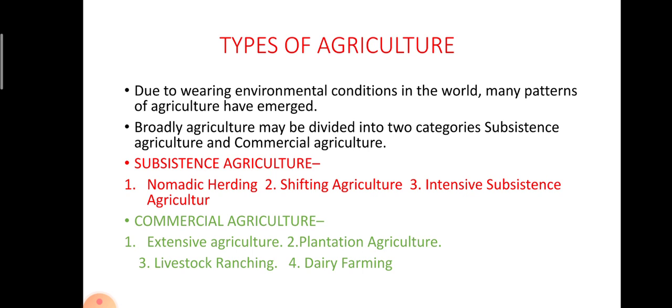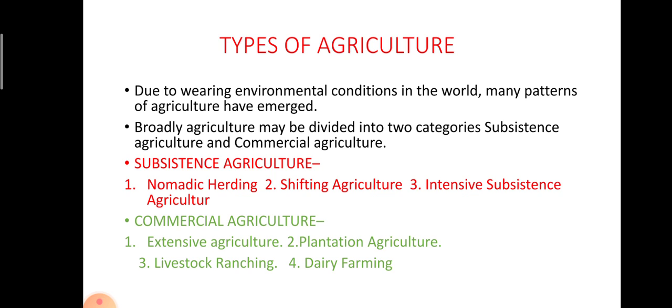Please hear, the subsistence agriculture. The subsistence agriculture is also divided into three parts: nomadic herding, shifting agriculture, intensive subsistence agriculture. Commercial agriculture is also divided into four parts, four types of commercial agriculture: extensive agriculture, plantation agriculture, livestock ranching, dairy farming. These belong to commercial agriculture. Now discuss the subsistence agriculture.